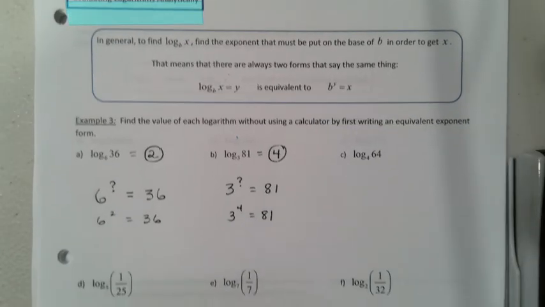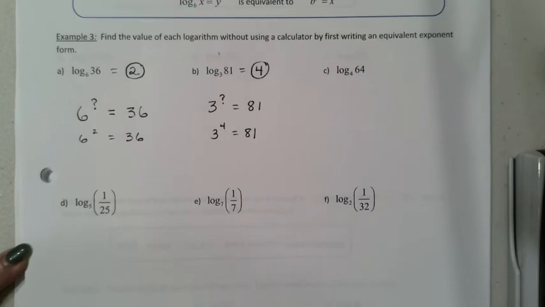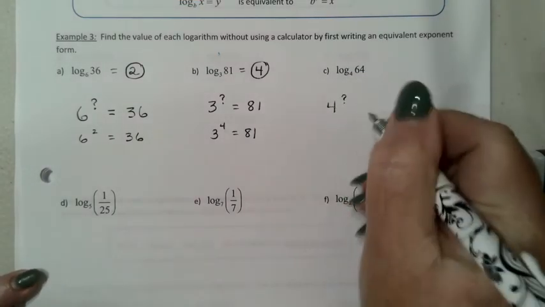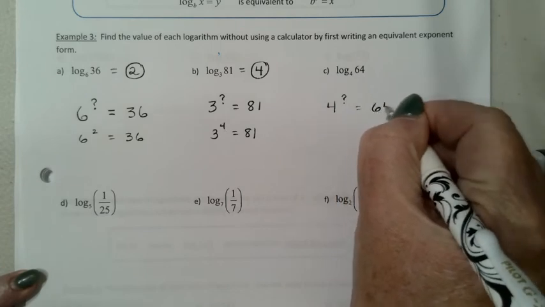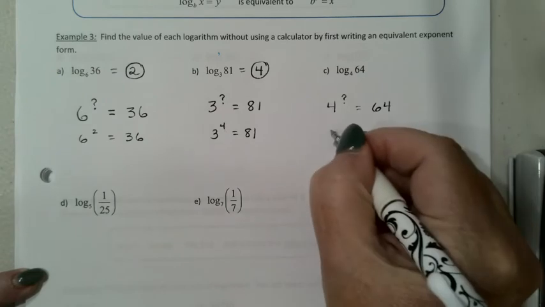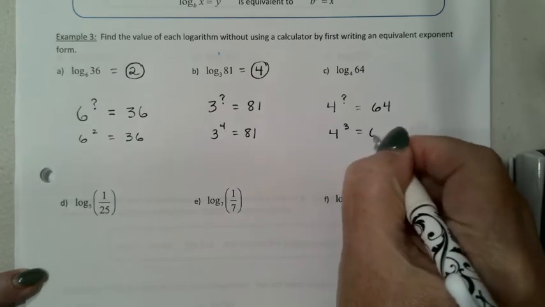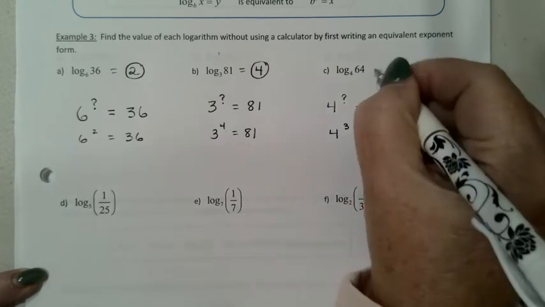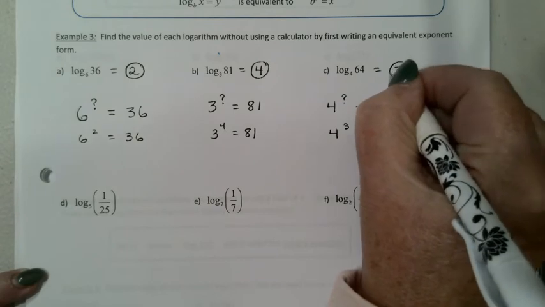All right, how about the logarithm base 4 of 64? Our base is 4. What power would turn that into a 64? I'm pretty sure 4 cubed is 64. Again, you can check that on a calculator if you'd like. So the exponent I had to use was 3.